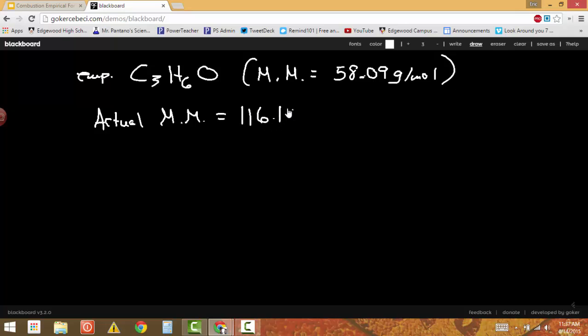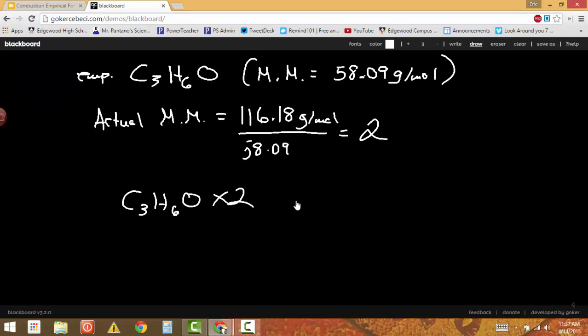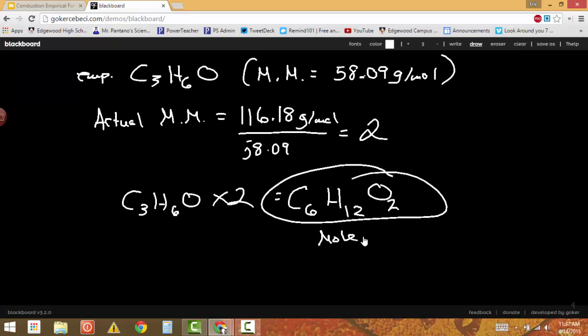Now, you don't have to do the math out. I'm going to, but if you look at this, you should be able to see that 116.18 is twice that, right? All I need to do is divide the actual molar mass by the molar mass of the empirical formula, and I get a whole number, 2. That means I multiply C3H6O times 2, everything doubles, C6H12O2, and that is my molecular formula.